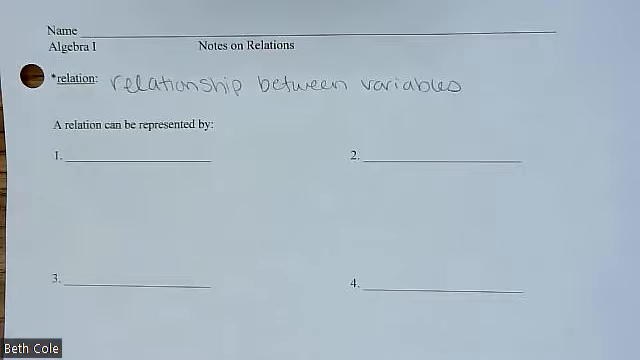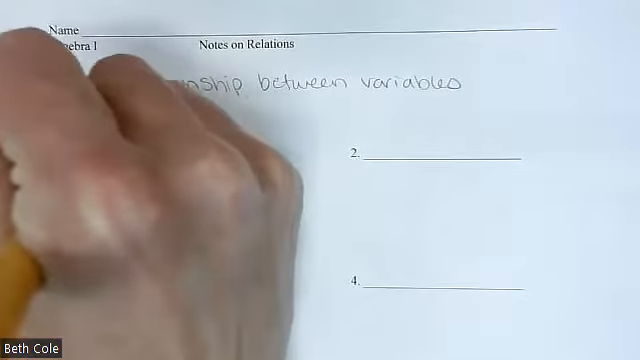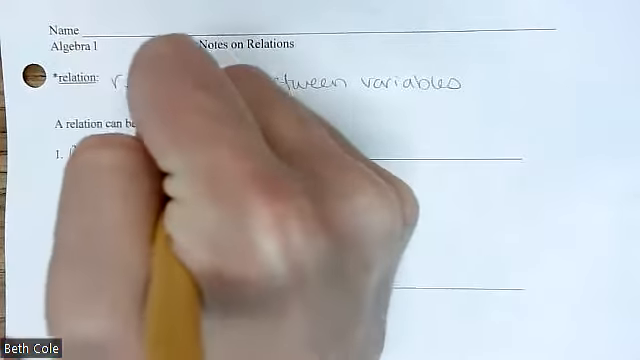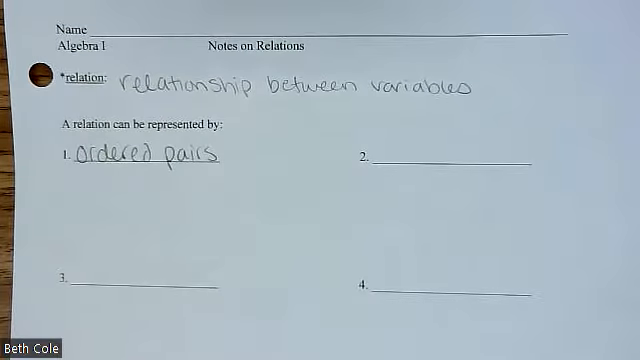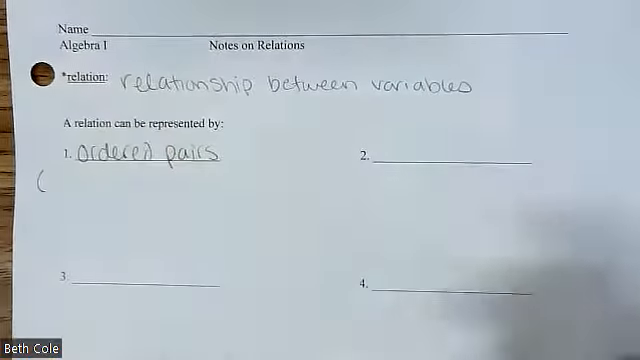So there are a bunch of different ways that these can be represented, and all we're covering today is these different representations, okay? A relation can be represented by ordered pairs, or in other words, points, something comma something else. I'm just going to make up a little example for us to use to show these four ways that this can be represented. So just bear with me. I'm just going to write out some points.